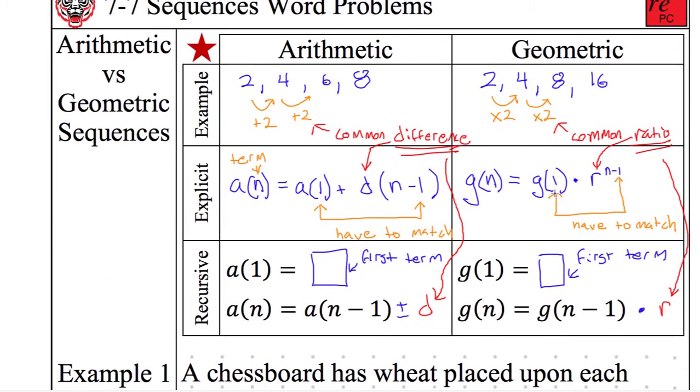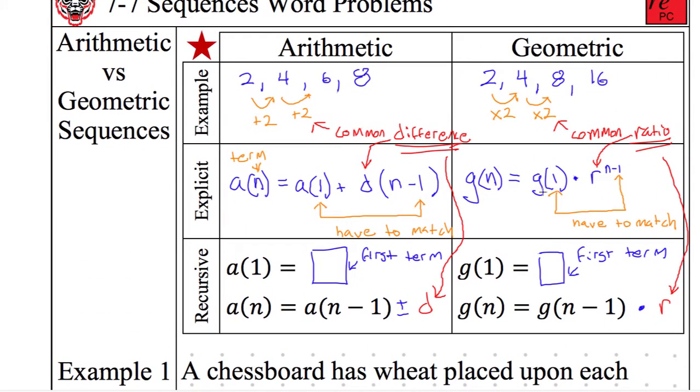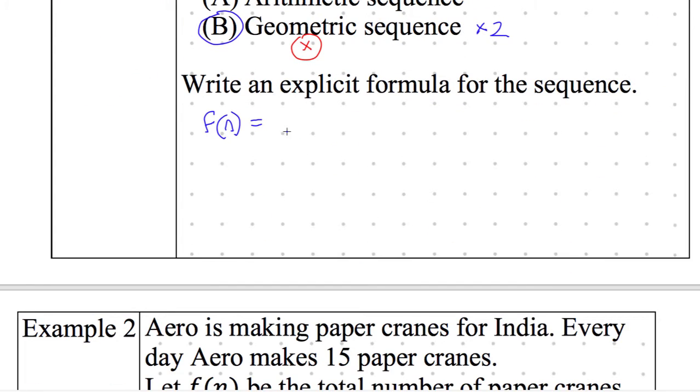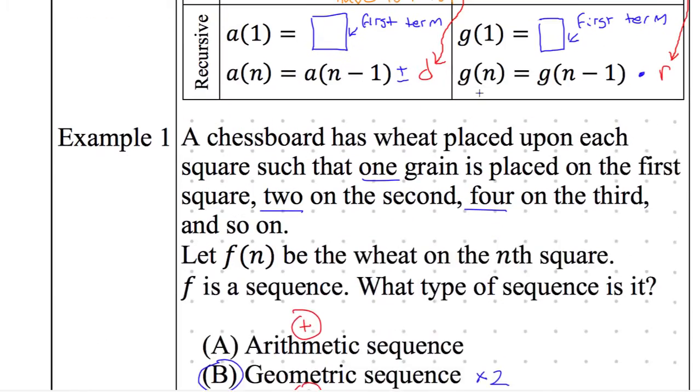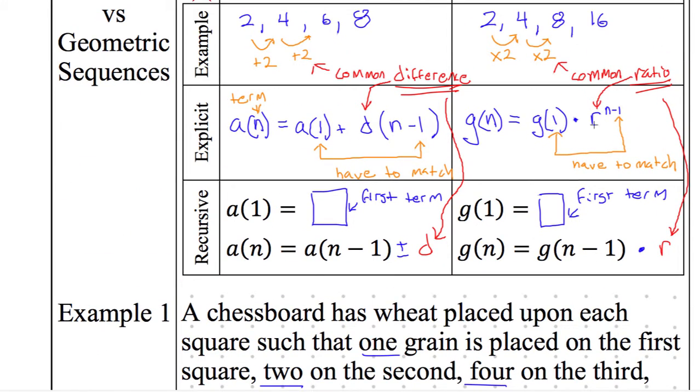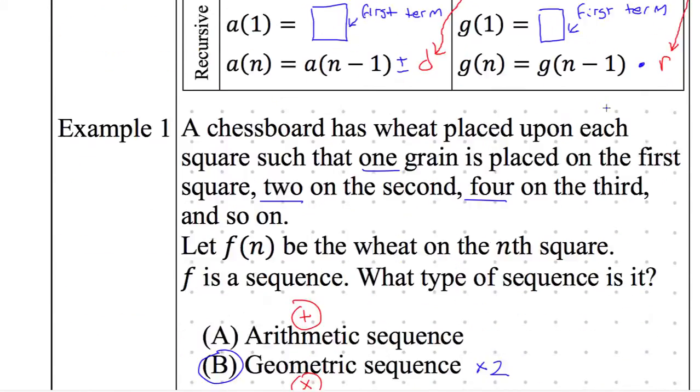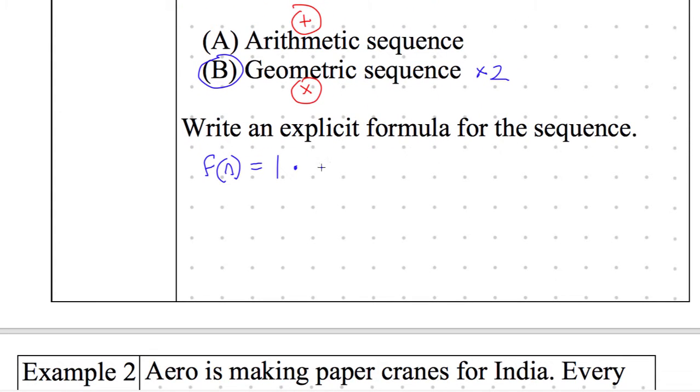And now I need to actually use the formula. What is g of 1? G of 1 is 1. So 1, come back here. 1 times, now I need to come back up here and say, I'm timesing it by the common ratio to the power of n minus 1. So this common ratio to the power of, what is the common ratio? 2. 2 to the power of n minus 1. Cool.